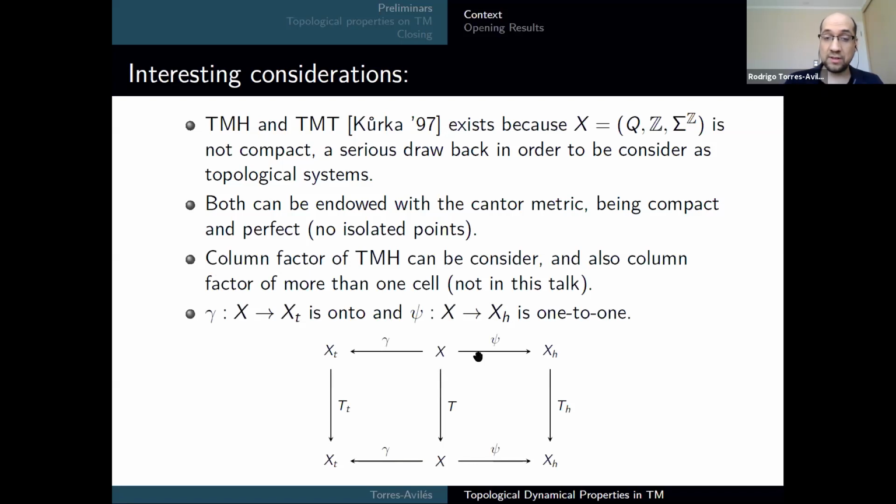Also, if we consider the transformation from normal topological Turing machines to TMT, we are losing the information of the position of the tape. And if we transform to TMH, we are not losing any information, but we cannot achieve what is called the headless configuration, that is, a configuration with no position with a state. And those are the fixed points of TMH.